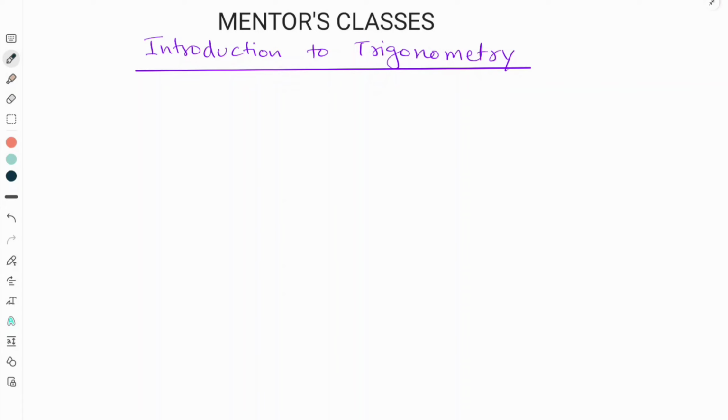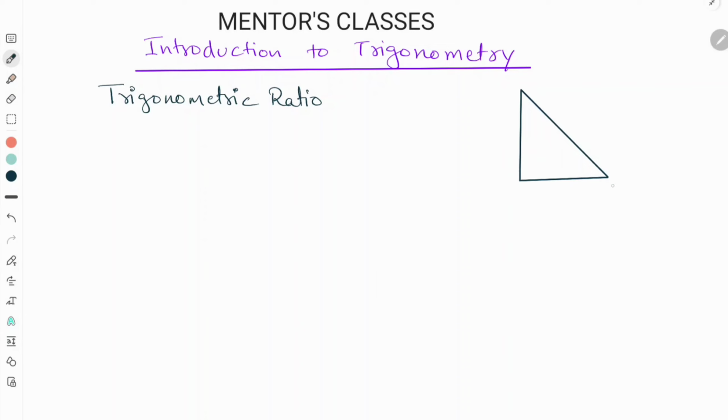So today we will start introduction to trigonometry, and in this chapter first we will see the trigonometric ratio. Suppose we have a right angle triangle where we have angle A, B and C. So this side is hypotenuse.